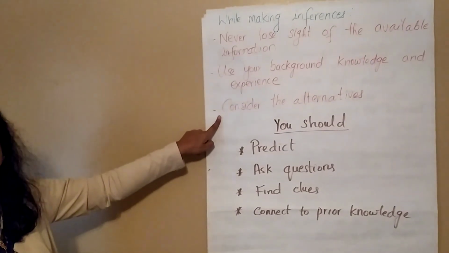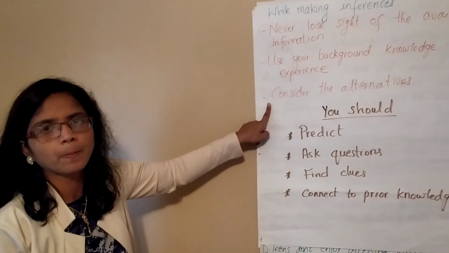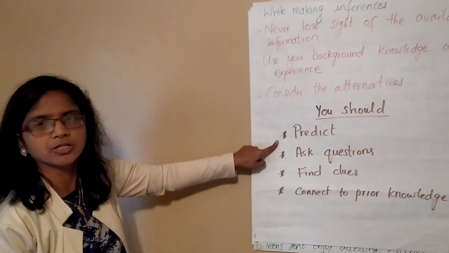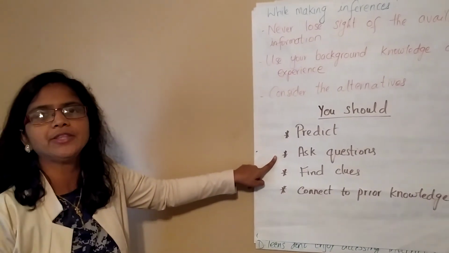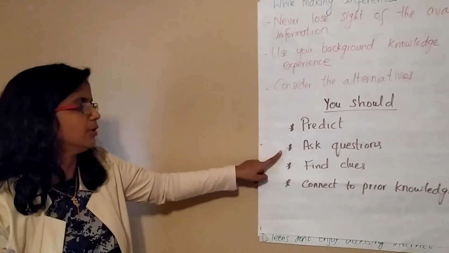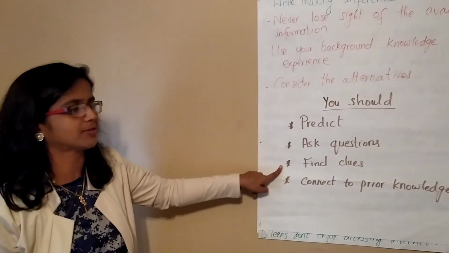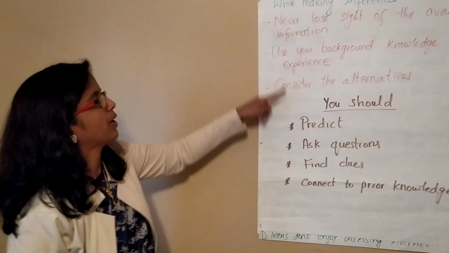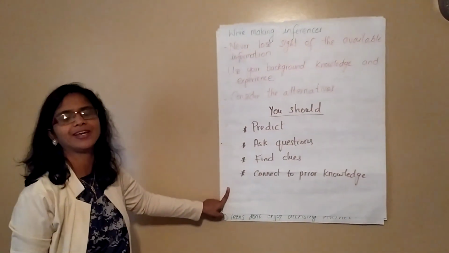And finally, consider the alternatives. Don't just look at one option. Think of many options. Predict. Ask questions to yourself. Why did this happen? How did this happen? And when did this happen? Be a detective. Try finding clues for your answers. And finally, connect it to your prior knowledge. So by doing all these, you will definitely make your best inferences.